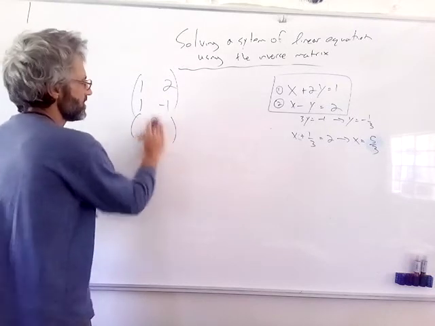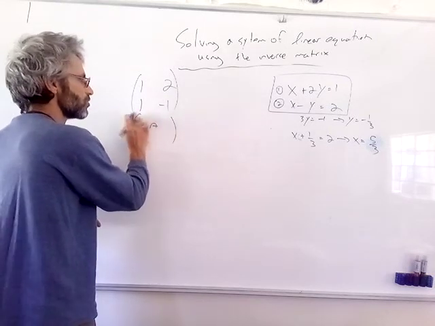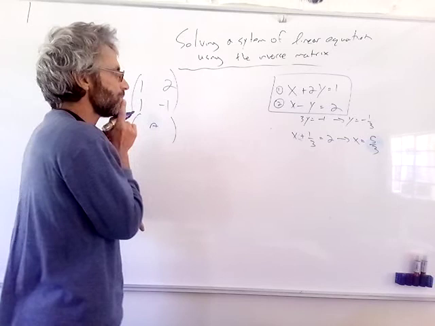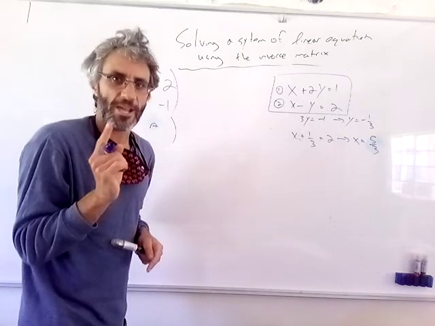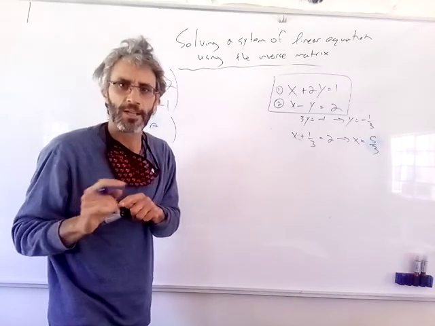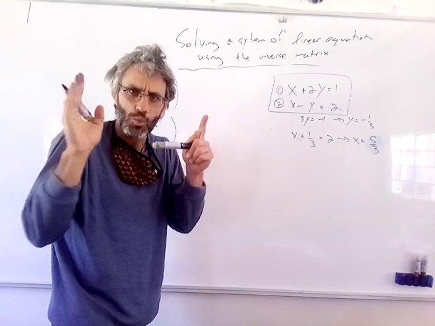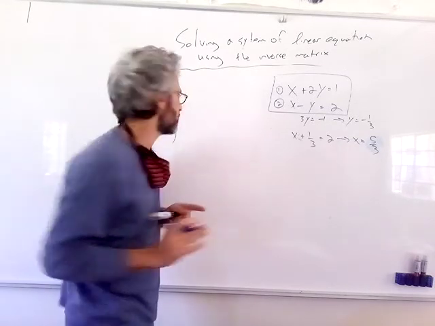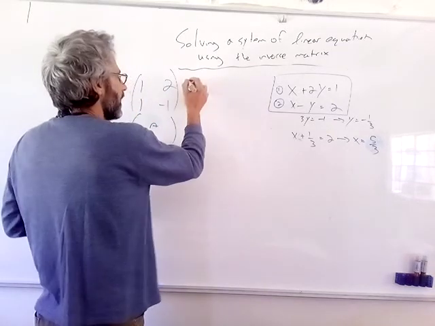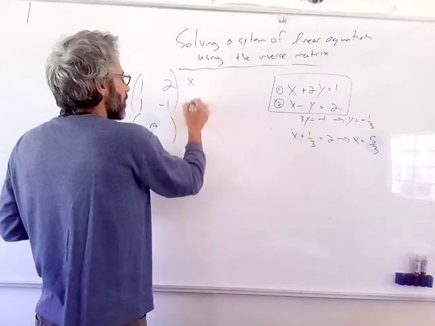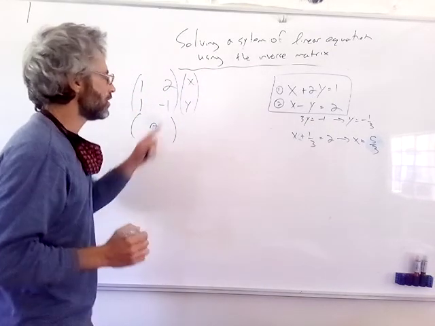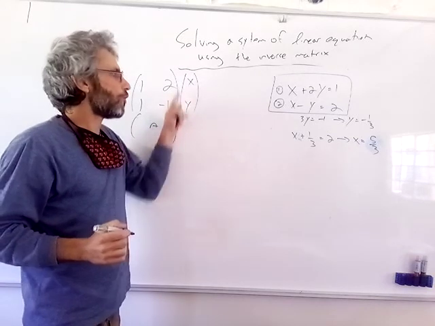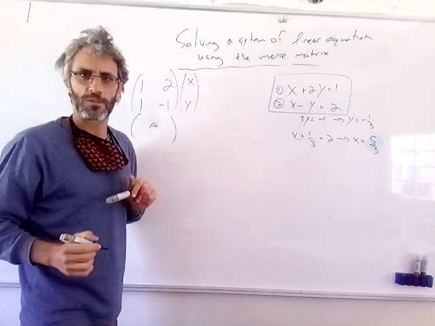I'm just writing underneath because we're going to do the general thing. Now I'm going to multiply that matrix by another matrix, which is really a vector. A vector is a matrix which is just one column, or just one row. It will be x, y. It's going to be the vector of the variables.